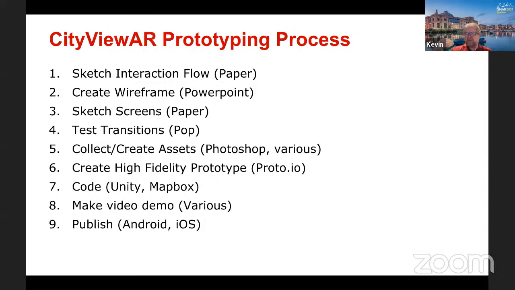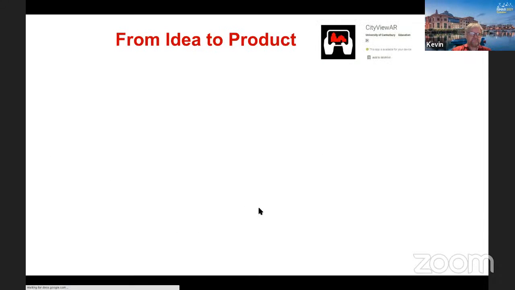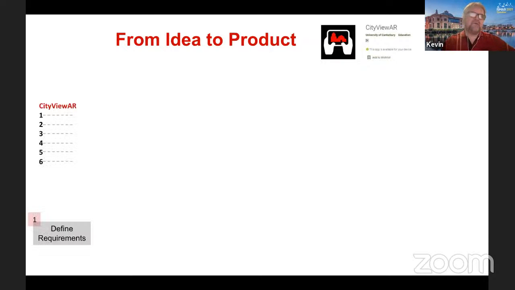So you can see there's quite a lot of steps through, and in fact, there was no code that was developed or written until step number 7. So most of this process of prototyping you can do without any coding. So let me show you the interface, and actually you can get this app yourself if you want to. If you go to the App Store and type in CityView AR, you can download it and try it for yourself. So this takes us through the process that we went through from idea to product.